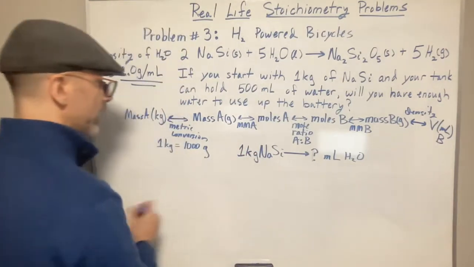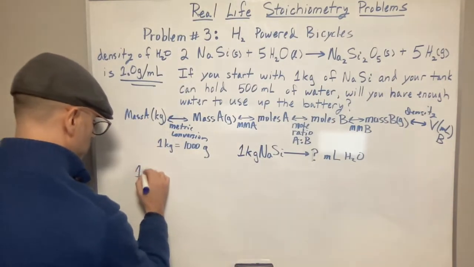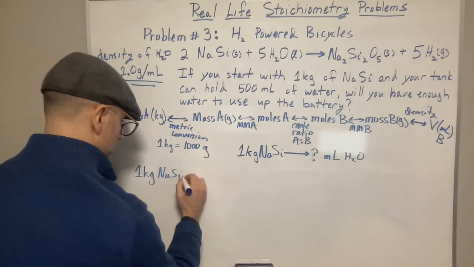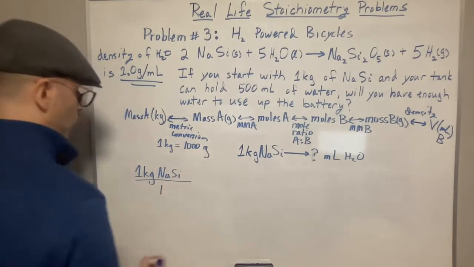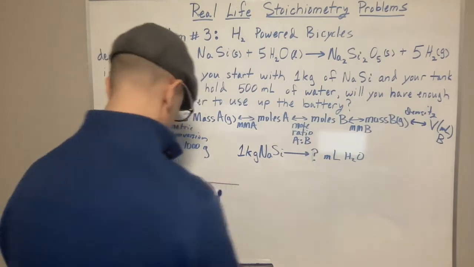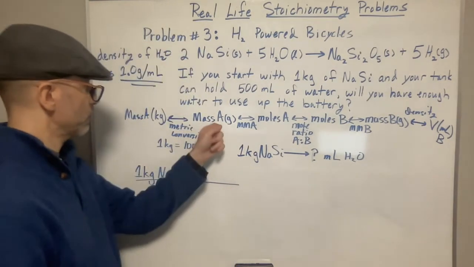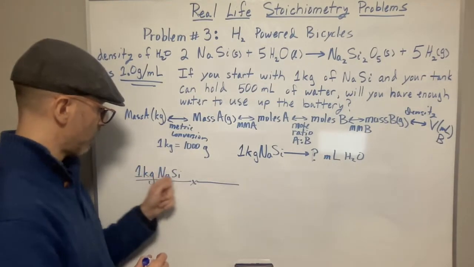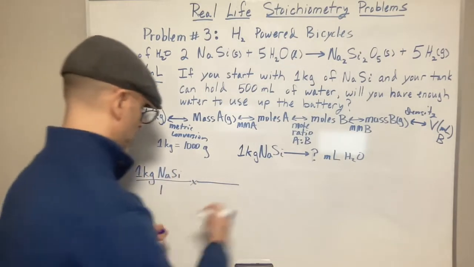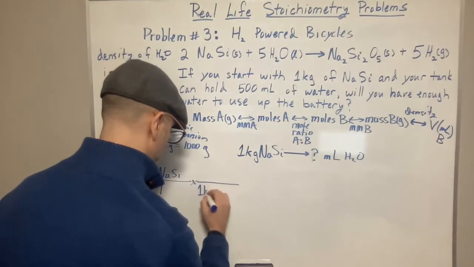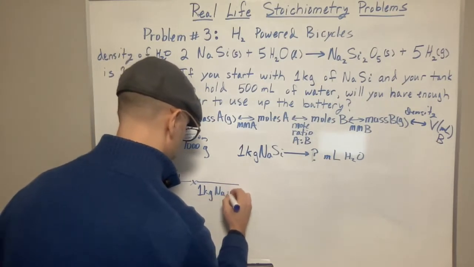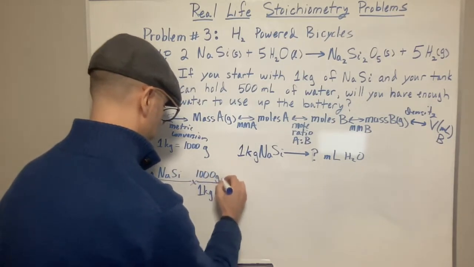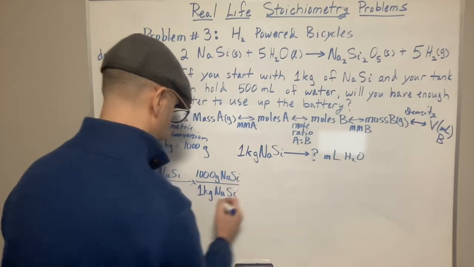So let's go ahead and get started. We've got 1 kilogram of the sodium silicide, NaSi, over 1. Our first step is to convert kilograms to grams, so we're going to use this relationship here. Since I have kilograms on the top, I'm going to have kilograms on the bottom. So 1 kilogram of the sodium silicide goes on the bottom and 1,000 grams on top. So that's 1,000 grams of NaSi.